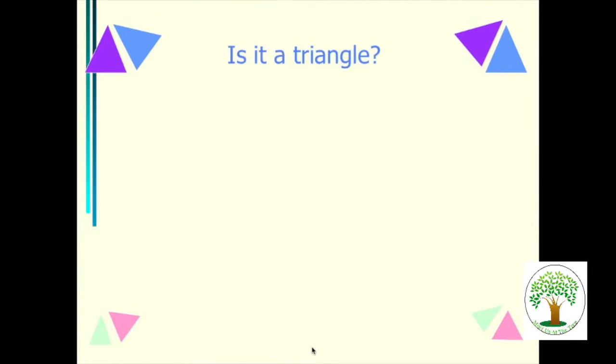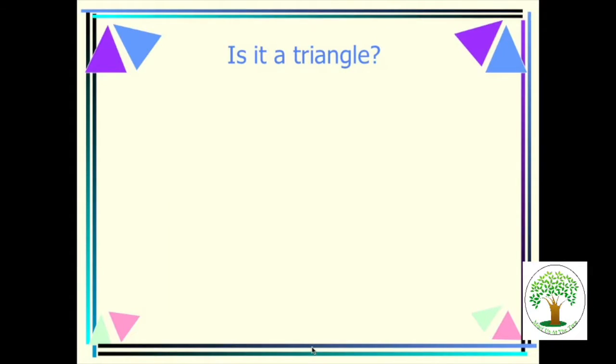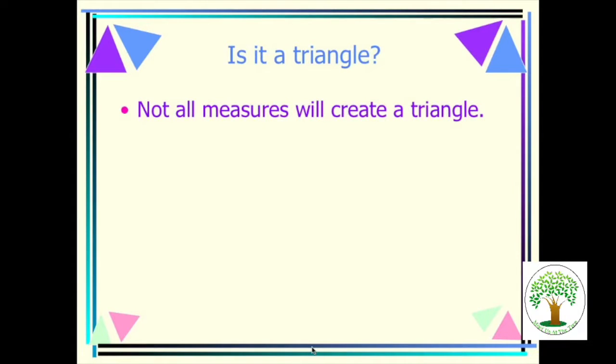Okay, here we go. Watch this real quick. I need you to review something from back in the day. You haven't seen this for a while, so pay attention. Not all measures become triangles. Sometimes they're acute, sometimes they're obtuse, sometimes they're right, and sometimes they're not even a triangle. The angles have to equal 180, if you remember.